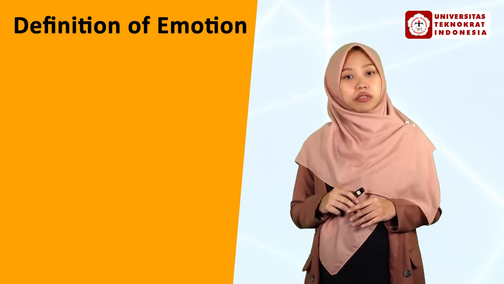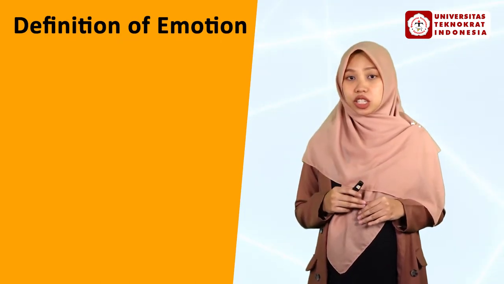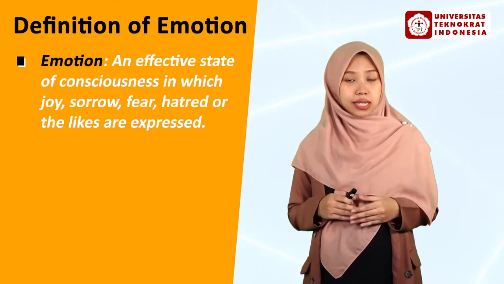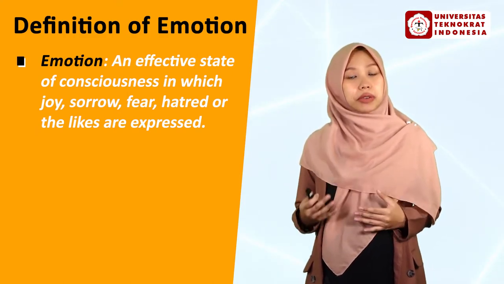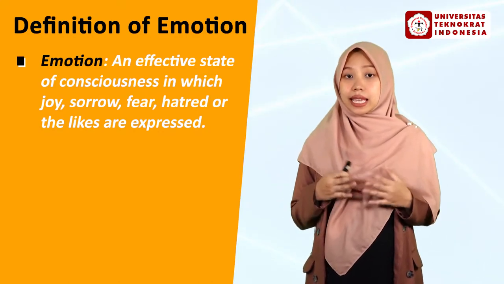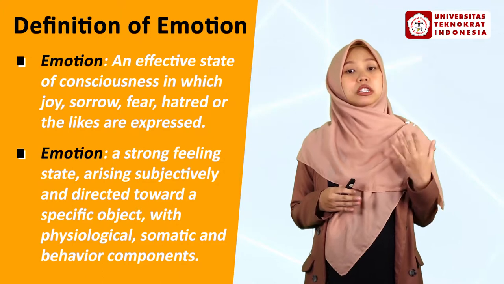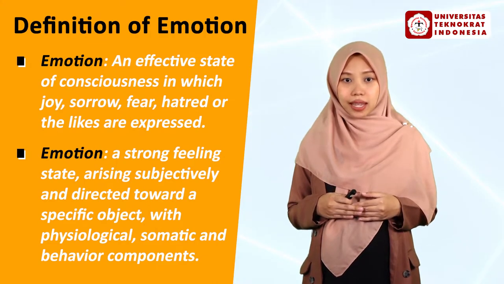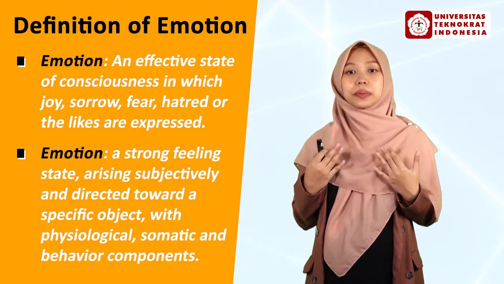The emotional development of children and adolescents represents a huge variation according to age, maturity, intellectual development, temperament, experience, family background, cultural background, etc. Before we go any further into emotional development, it is better for us to know first about the term emotion. So, what is actually emotion? Here is the definition. According to Darwin's Medical Dictionary for Health Consumers, emotion is an affective state of consciousness in which joy, sorrow, fear, hatred, or the like are expressed. Emotion is also a strong feeling state arising subjectively and directed toward a specific object with psychological, somatic, and behavior components.